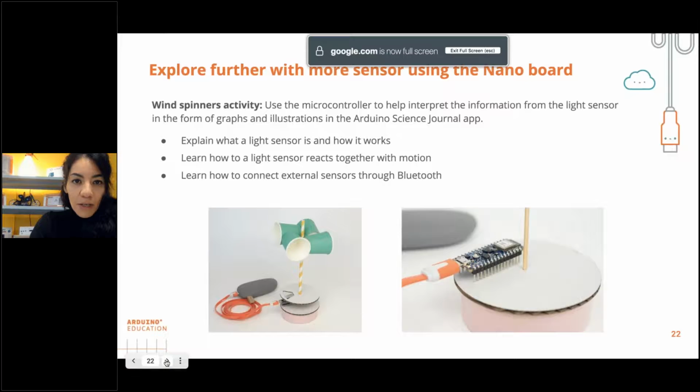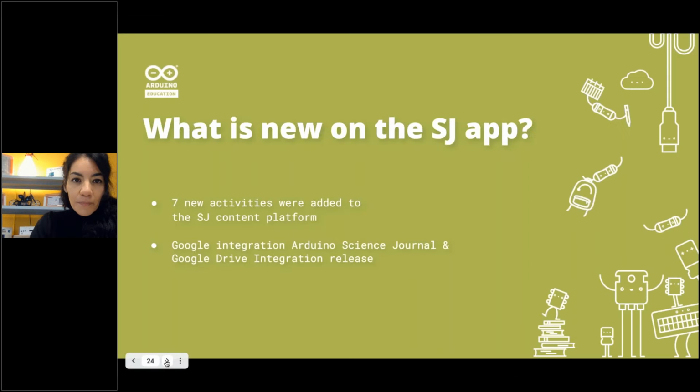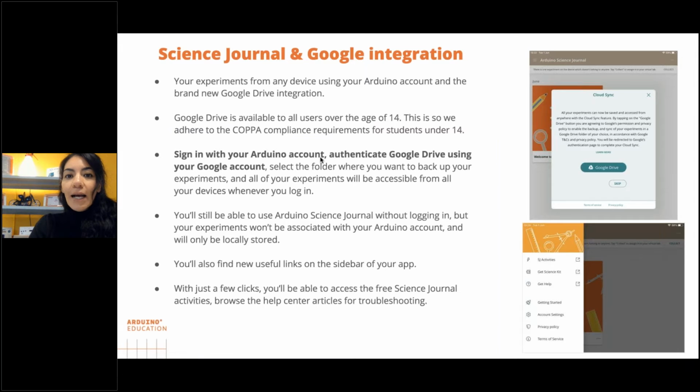So that's the platform. And we are constantly updating the platform, where we recently added 7 new activities. So we have now more activities to try. And also what we did is a Google integration with the Science Journal app. So now you can sign up on your Google account, and then you can store all your data, all your experiments in Google, and you can access them very easily.